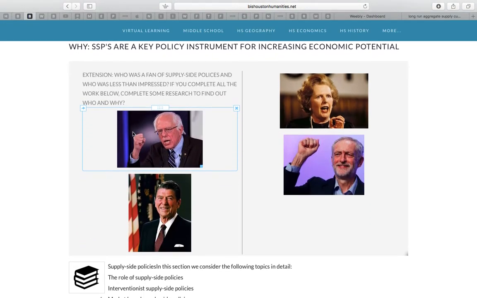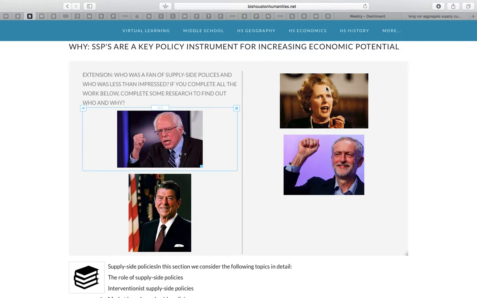Quick little guessing game here. Which of these four politicians do you think were major proponents of supply side policies? Which of these politicians do you think supported the expansion of supply side policy? And that's your time up. You probably have worked out that it was the two politicians, Margaret Thatcher and Ronald Reagan, that were governing their countries in the 1980s. Supply side policies are usually associated with these two politicians.